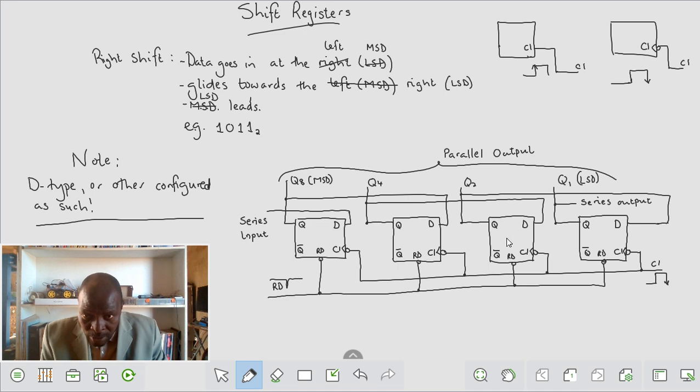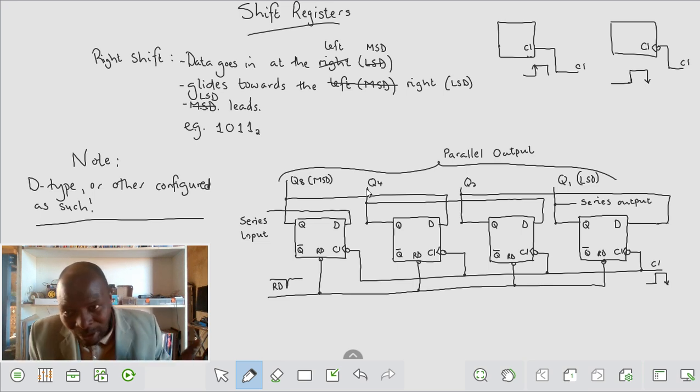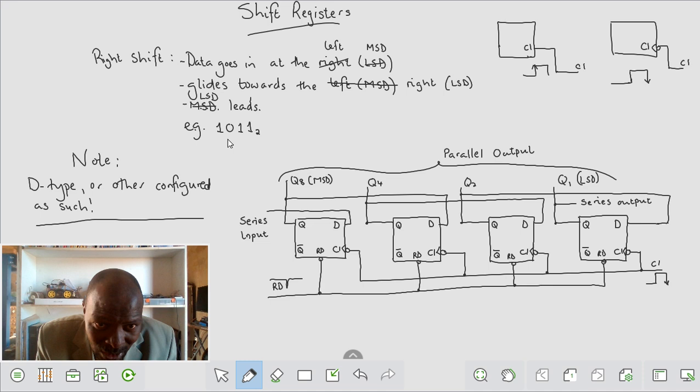So this is still our parallel output. If we clock this 4 times, 4 bits will go in, and then we can take that out as the parallel output. But if you want to take the output 1 bit at a time, we have to clock 3 more times for this kind of data. You always clock one less time than the number of bits you put in to get the series data out. So let's suppose this was a 5-bit number.